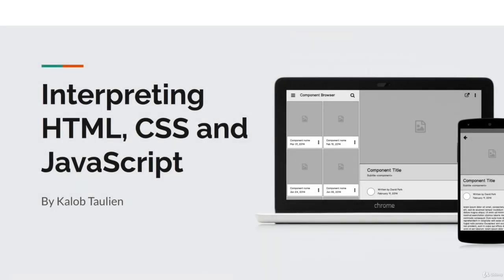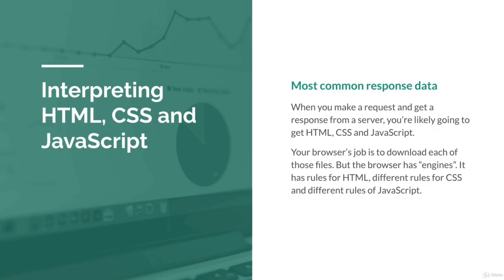Interpreting HTML, CSS, and JavaScript. So these are the most common response data types. So when you make a request and you get a response from a server, you're likely going to be getting HTML, CSS, and JavaScript. Your browser's job is to download each one of those files. But the browser also has these things called engines. And so these engines have certain rules for HTML. They have different rules for CSS, and they have different rules for JavaScript.